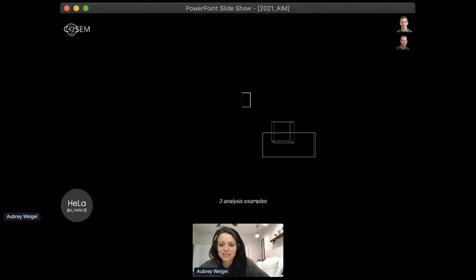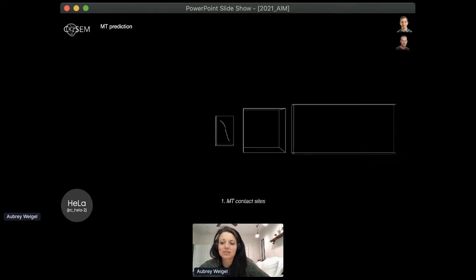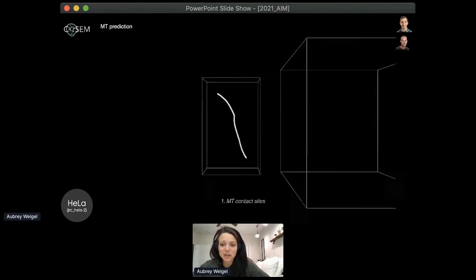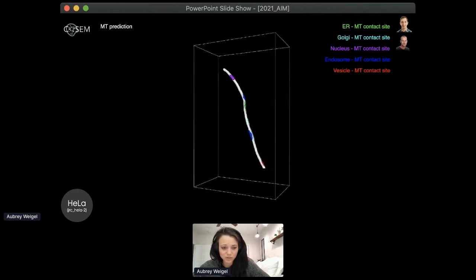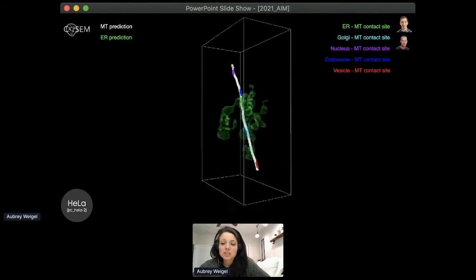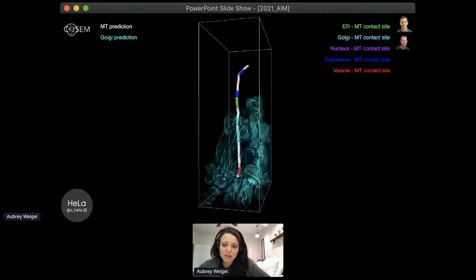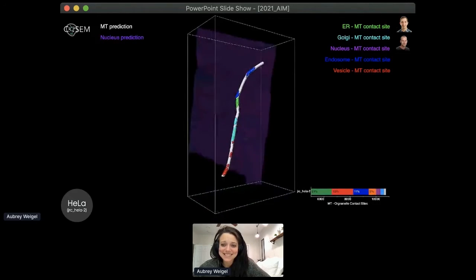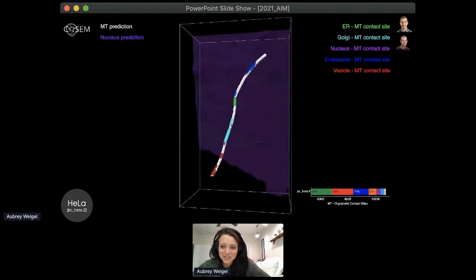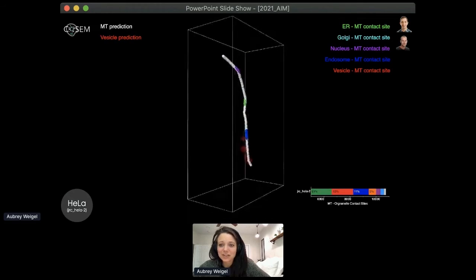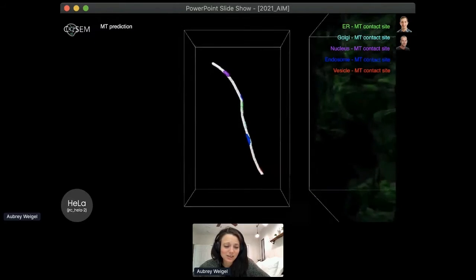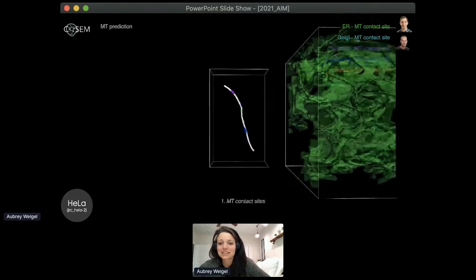So first is the contact site between microtubules and the other organelles in the cell. You can see the microtubule here, and color-coded are the organelles the single microtubule is touching. So this particular microtubule is only about a micron in length, and it's really quite busy. We can quantify these contacts for all the microtubules in the cell, and the results are there in the bottom graph. Most of the contacts occur with the ER, maybe not so surprisingly.